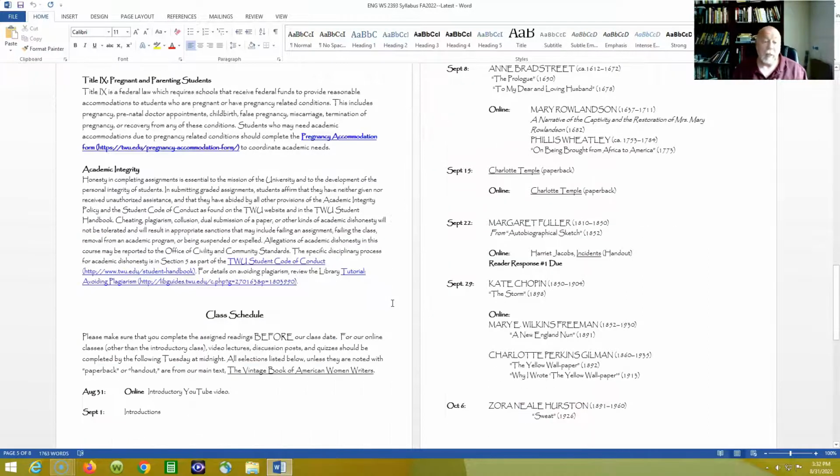Academic integrity, that's pretty important. The one thing you need to know is that if you cheat at all in an honors class just once, you're completely out of the honors program. There is no probation, there is no parole, there is no second chance. One and done. Okay, so you don't want to do it.